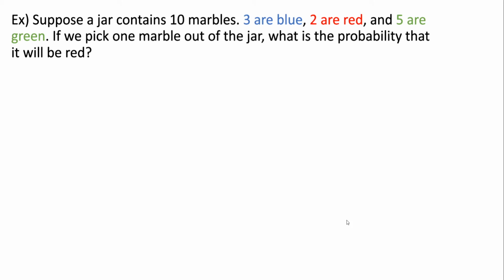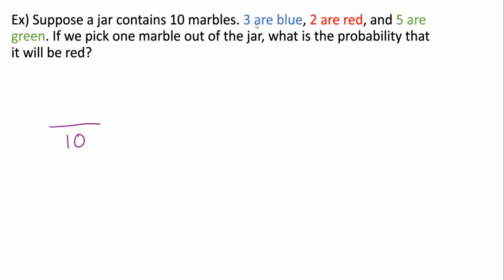Let's look at another example. Suppose a jar contains 10 marbles, 3 are blue, 2 are red, and 5 are green. If we pick one marble out of the jar, what is the probability that it'll be red? So in this problem, we have 10 marbles total, or 10 equally likely possible outcomes.